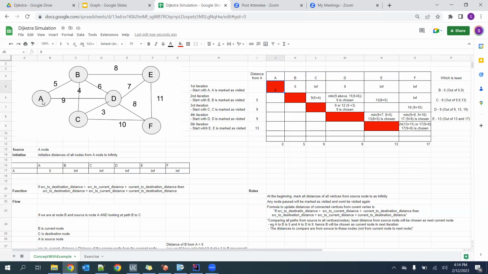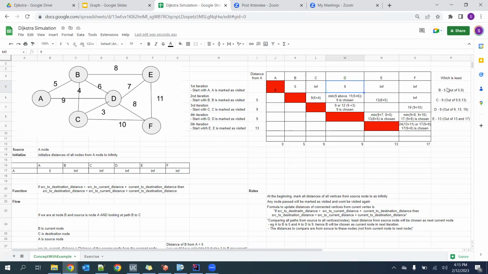We start from node A, right? Now A to B, A to C, A to D, A to F, A to E, all are infinity. So we start from node A, and we mark node A as visited. This red means it's visited. A to A distance is 0 anyway, so we won't consider it. A to B is 5, so we mark this as 5. And A to D is 9, so we mark A to D as 9. And the rest we mark as infinity because we don't know the distance yet.